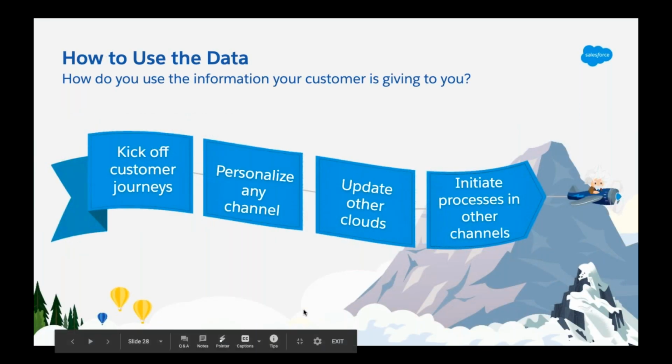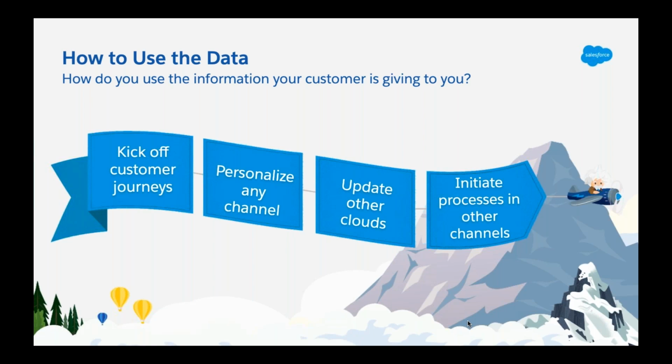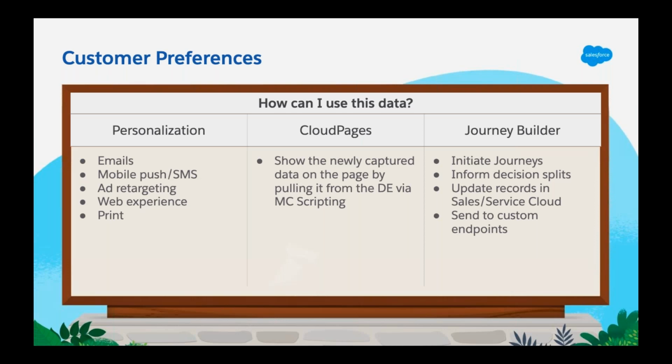And there's a lot of ways that you can do this. Thinking about journeys and personalization, updating other clouds, all the things that we've talked about so far. But let's talk a little bit more specifically about these. So when you're thinking about customer preferences, and these obviously, the things in the next few slides, they don't have to be just one or the other. The data is in the data extension. You can put an action on it, like however you'd like.